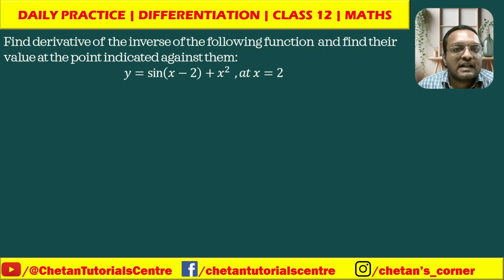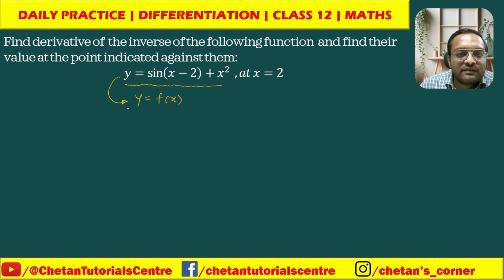First, let us read this and understand what is given and what we have to find out. Find derivative of the inverse function of the following function. So this is the given function, y is equal to sin x minus 2 plus x square. And we have to find derivative of its inverse function. So inverse function of this y is equal to f of x is equal to f inverse of y. So we write this given function in terms of y. And then we find the derivative of inverse function, that is dx by dy.